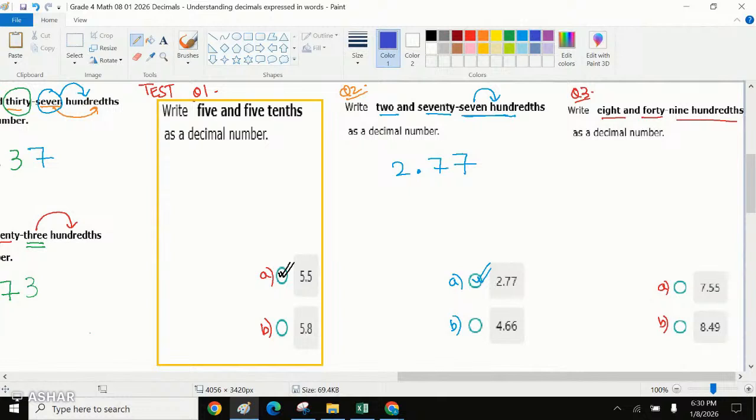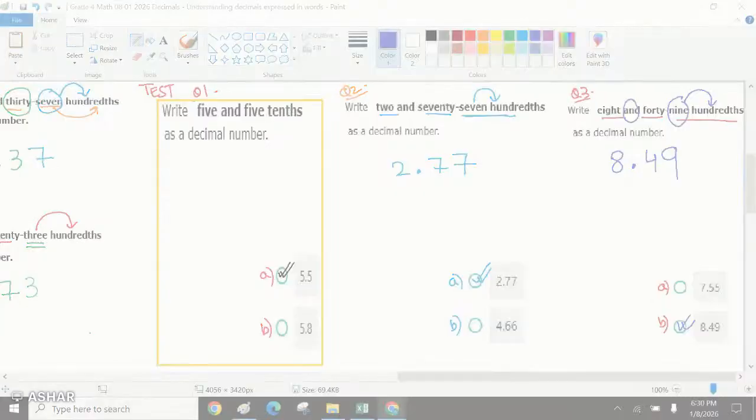Yes, let's see. Which option? 8 and 49/100, right? That means 8.49 is the correct answer. Thank you so much. Thank you, Tony. Thank you, Job. Okay, 8.49 is the correct option. Moving to the next question, that is question number 4.